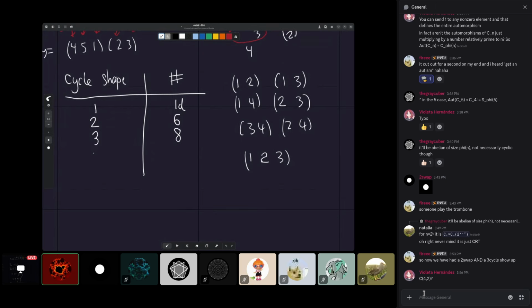Right, 4 cycles. How many of those are there? Getting trickier. I think it should be 6. It is 6. Why is it 6? So 1 is going to have to go to something, and there are 3 choices of what to send it to, and then we'll say 1 goes to, I don't know, 2 without loss of generality, and then there's just 2 options remaining.